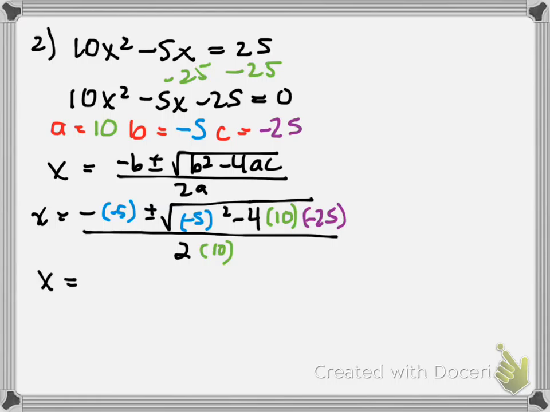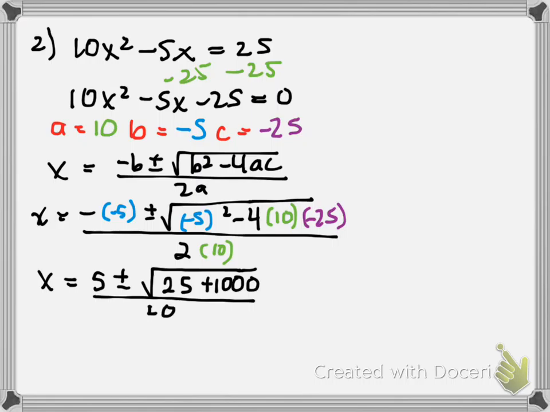So we get x equals double negative makes it positive 5, plus or minus the square root. Negative 5 squared is 25. We have negative 4 and negative 25 is a positive 100 times 10 is a positive 1,000. All over 2 times 10 is 20. So we get x equals 5 plus or minus the square root of 1,025 over 20.